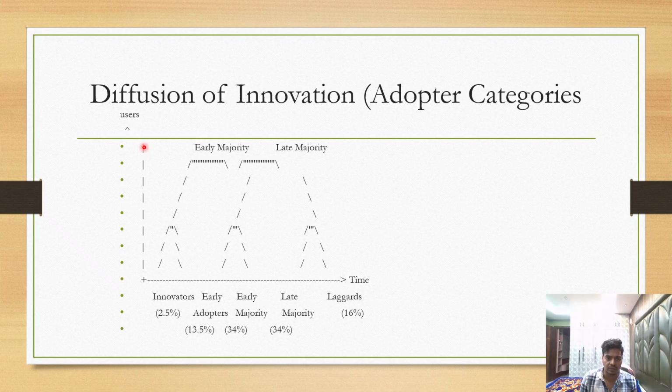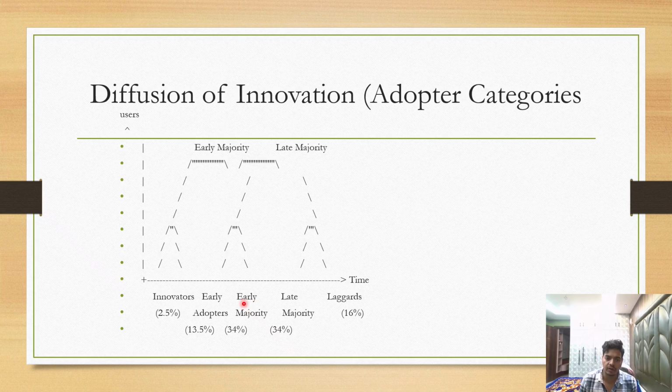On the y-axis there are users and on the x-axis there is time. On the x-axis, the first stage is innovator. Innovators are the people who actively buy the product and always want to use and try the new product in the market. Early adopter means the influencer, trendsetters, Bollywood type of people, who buy the product after it is launched.